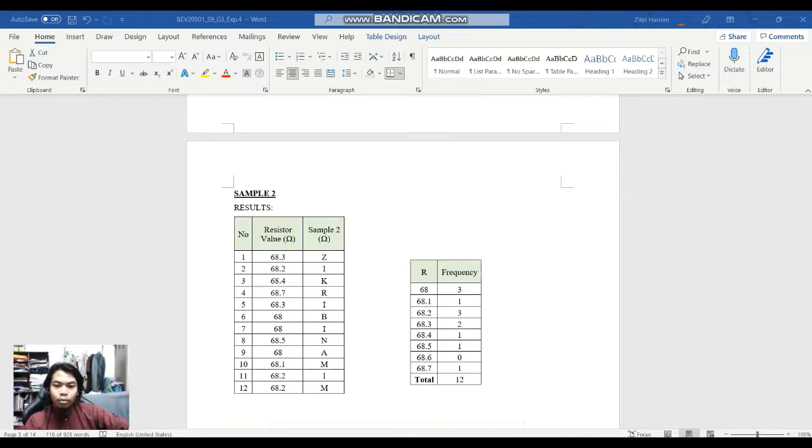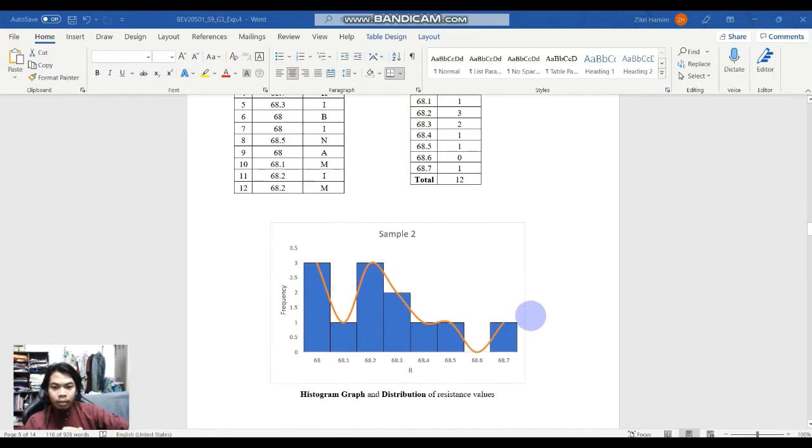So now, we will look into the graph for sample 2. So here are the histogram graph and also the distribution of resistance value. So here are the pattern and the histogram pattern for the sample. So the blue rectangle box is represent the histogram graph, and the orange line represent the distribution of resistance value.